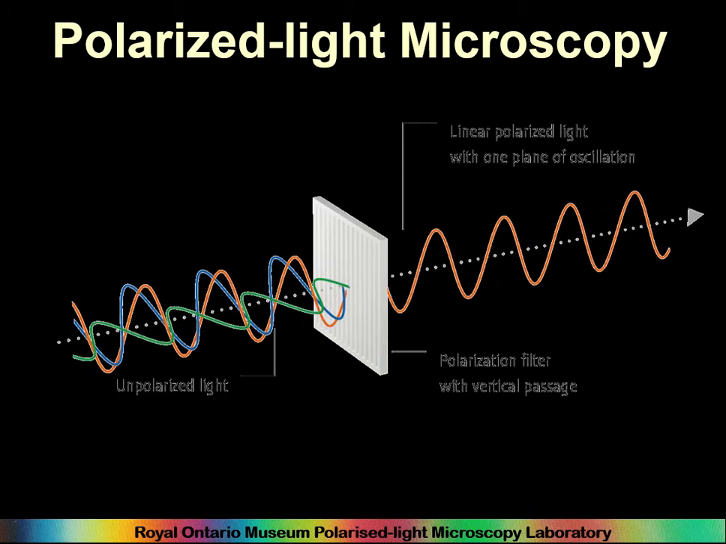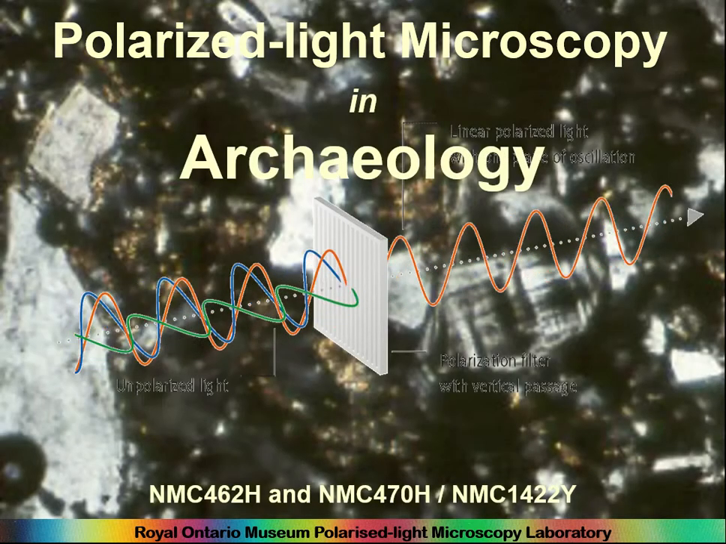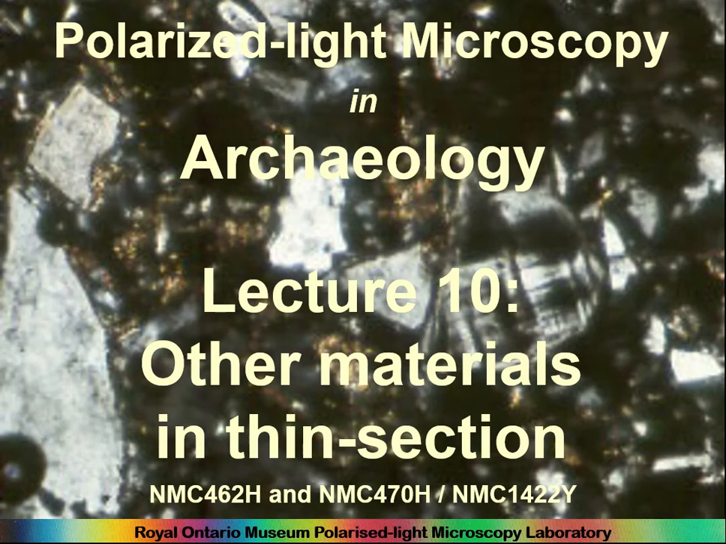This is Polarized Light Microscopy in Archaeology, and this is Lecture 10, Other Materials in Thin Section. And so this is a result of looking at what else is being done in the archaeological world by using polarized light microscopy. It's essentially just looking at what other people have done. This might actually be a good subject matter for a class presentation in the next term, finding something that interests you other than pottery.